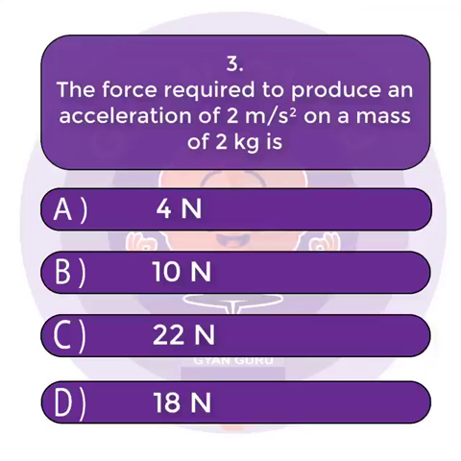Question 3. The force required to produce an acceleration of 2 m/s² on a mass of 2 kilograms is: A. 4 N. B. 10 N. C. 22 N. D. 18 N.